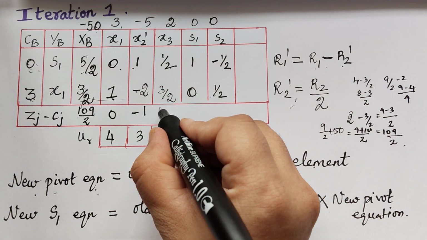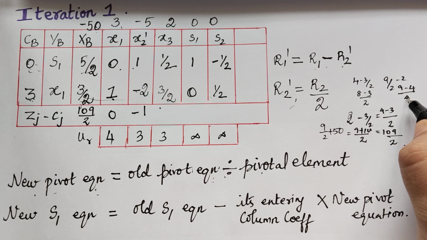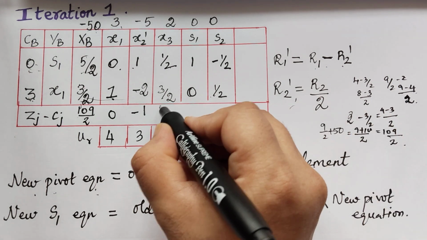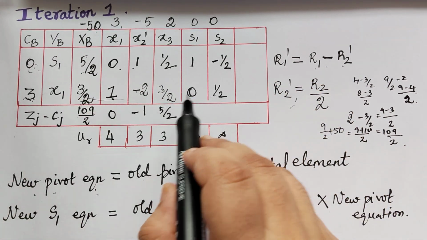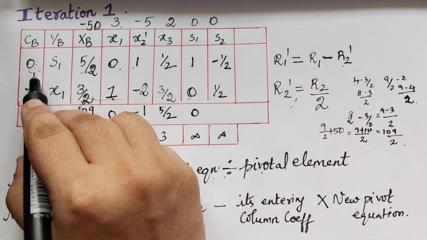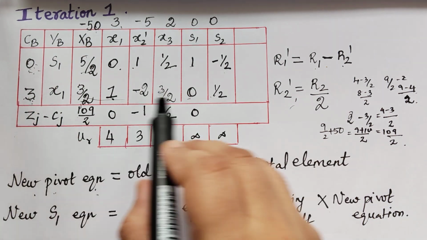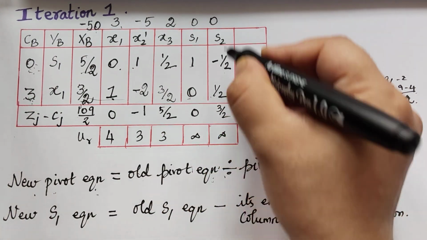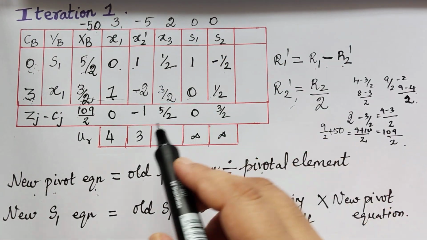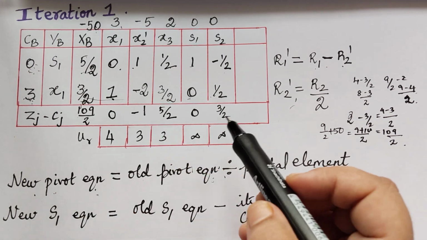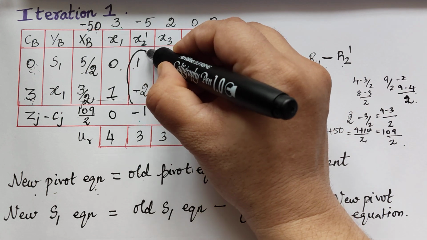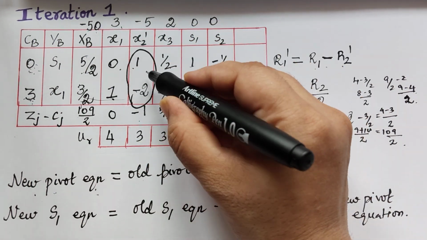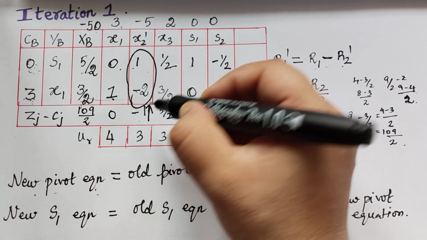So this will be 5 by 2 actually. LCM is 2. So 2 times 2 is 4. So 5 by 2 we will have here. And then 0 into 1, 3 into 0, 0, minus 0, 0. And 0 into minus 1 by 2 is 0. 3 into 1 by 2 is 3 by 2 minus 0 here. So it's 3 by 2. Now we will see which is the most negative. We could see that only minus 1 is the negative value that we have. And so this will be the entering column. That is x2 dash. So this is the entering column.